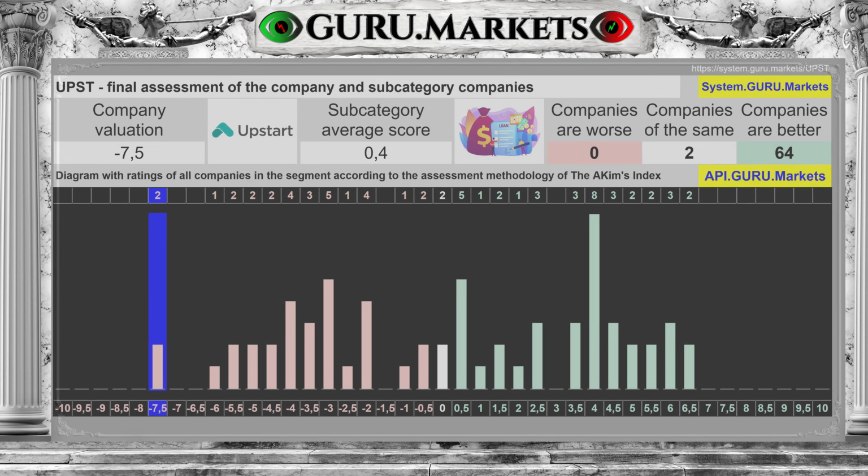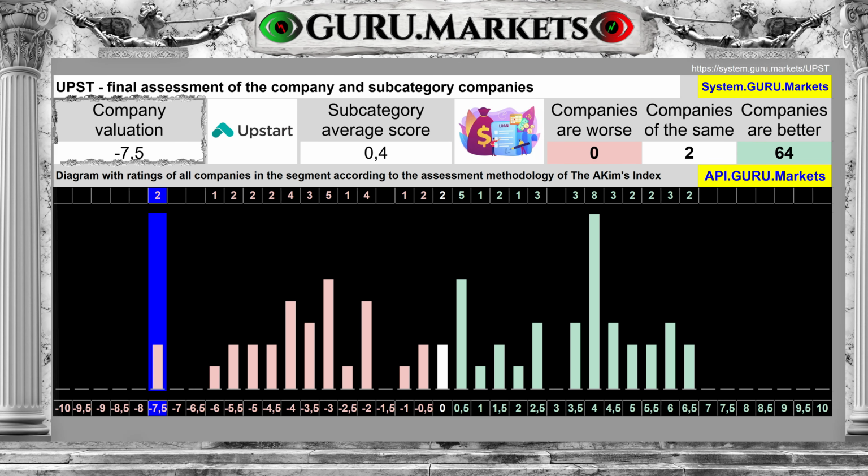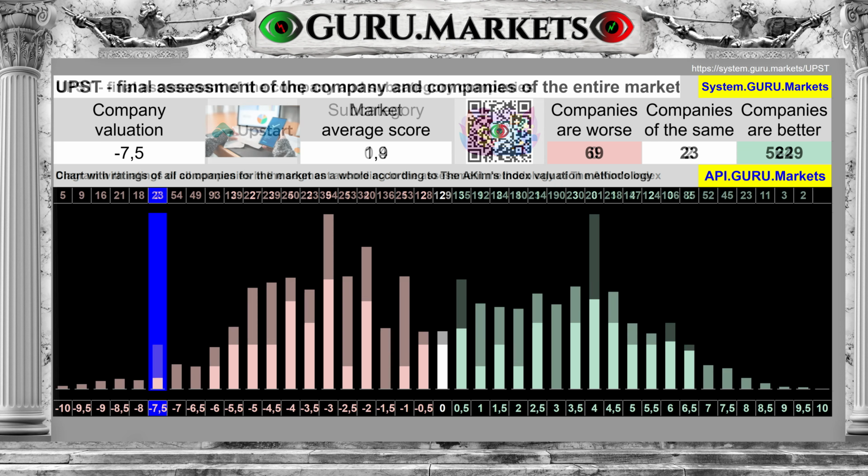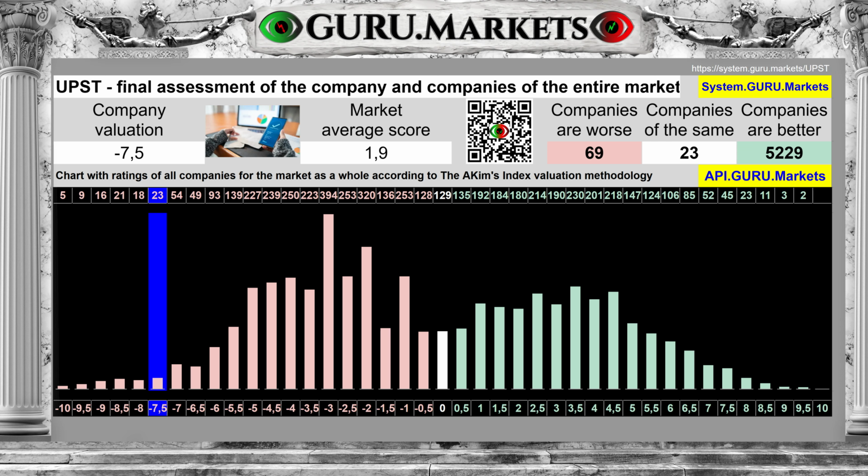The result for the company in question is minus 7.5 out of 10 points. The average score for the subcategory is 0.4 points. If you look very broadly, within the entire US stock market in aggregate, we'll see the average score for the entire stock market as a whole is 1.9 points, against a score of minus 7.5 points for the company Upstart Holdings Inc.